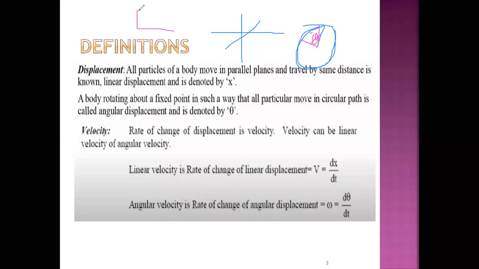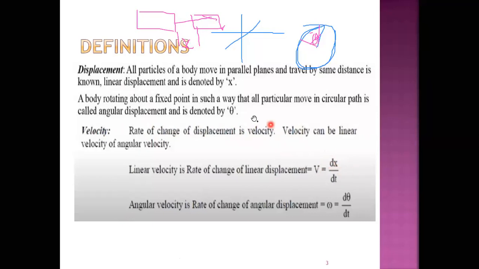Suppose the body is moving in the x direction. How much it is displaced, I will represent in terms of x for the x direction, y for the y direction, z for the z direction. That is called linear displacement. Based on this displacement, we are going to define velocity. Velocity is the rate of change of displacement, nothing but displacement with respect to time.